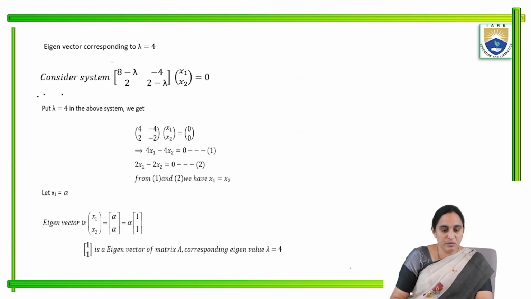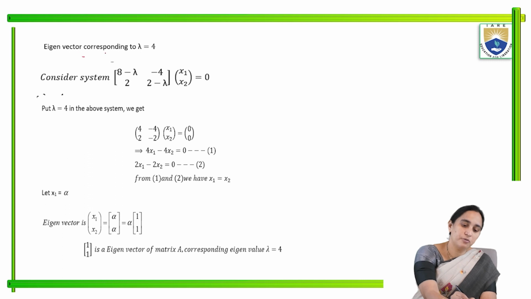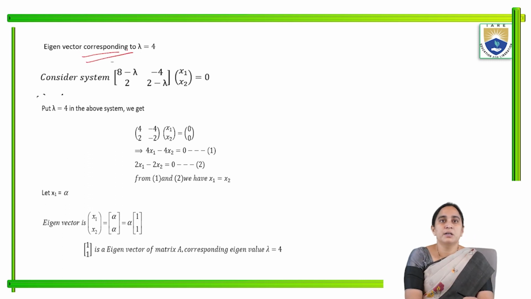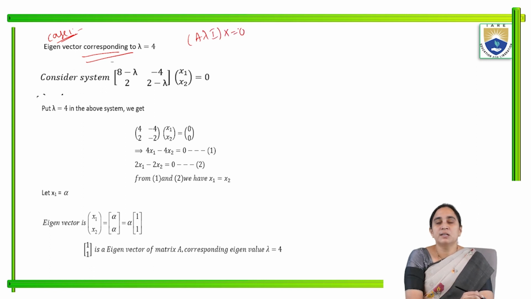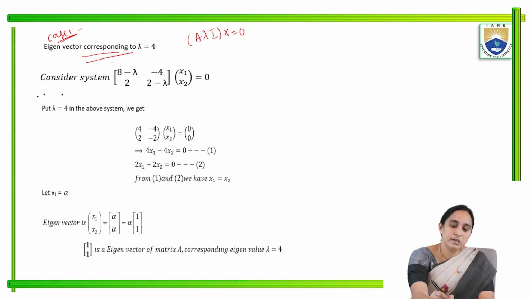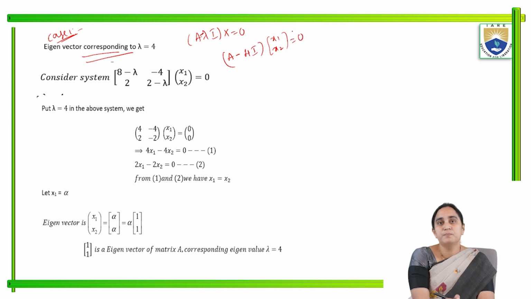What about the first eigenvalue? Lambda is equal to 4. This is case 1. The formula for finding the eigenvector is (A minus lambda I) x is equal to 0. Here the lambda value is 4, so it is A minus 4 I. X means the number of unknowns, x1 and x2, is equal to 0.